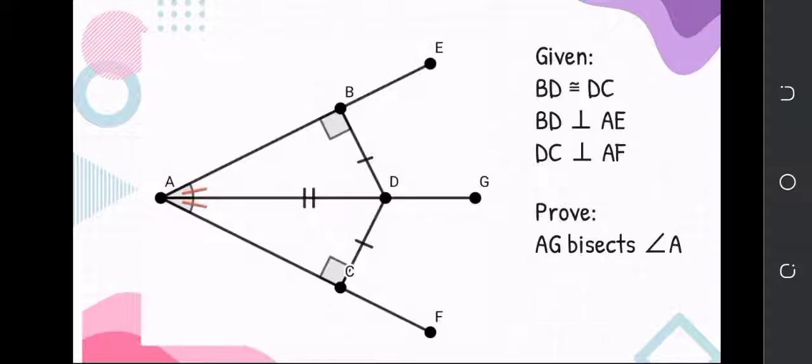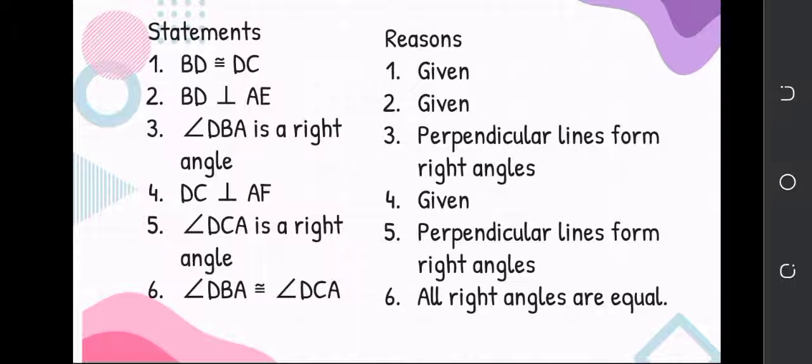Now before that, please pause the video and make a copy of the figure so that you can follow when I give the statements and reasons. So statement number 1, line segment BD is congruent to line segment DC. Reason, given. Second statement, line segment BD is perpendicular to line segment AE. Reason again, given. And number 3, angle DBA is a right angle, which is the consequence of perpendiculars. And reason, yes, of course, perpendicular lines form right angles.